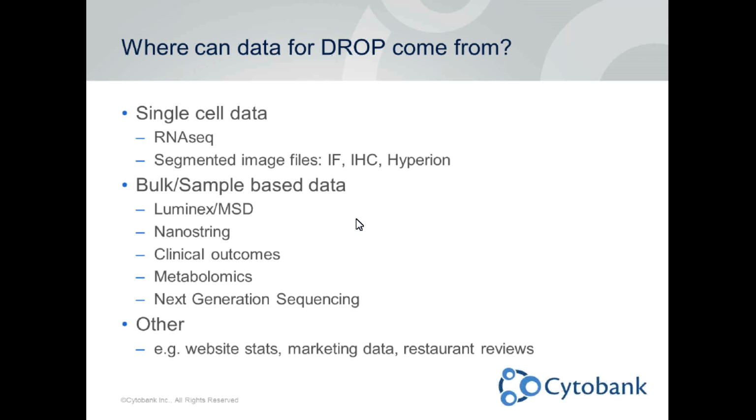So these are things like Luminex or Meso Scale Discovery data, things off of the NanoString, which makes sense, but you can get a little more creative. You can tack on things like clinical outcomes. So if you have pain scores or just annotation channels about if a patient is surviving still, or if they're old or young, you can add that data into sample-based tables. You can also look at metabolomics data or bulk next-gen sequencing.